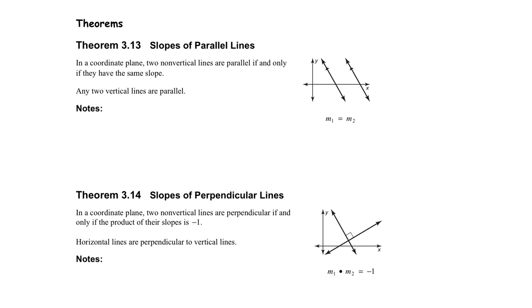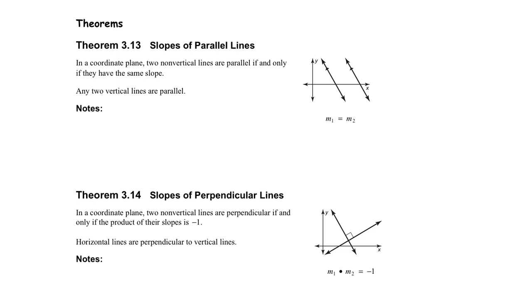So the first two theorems here are just review from Algebra 1. The idea here is that parallel lines have the same slope. Perpendicular lines, their slopes are negative reciprocals of each other. Okay, so that's just from Algebra 1. A little review on negative reciprocals.